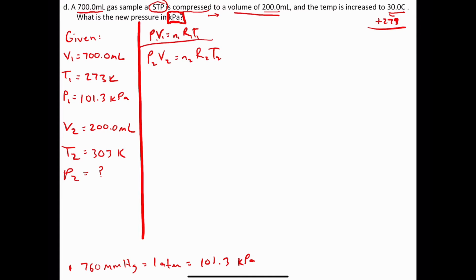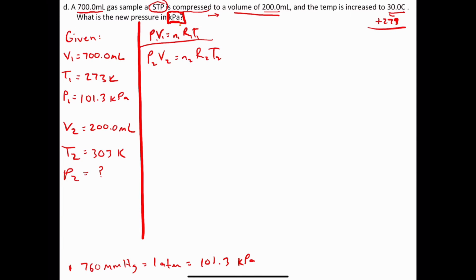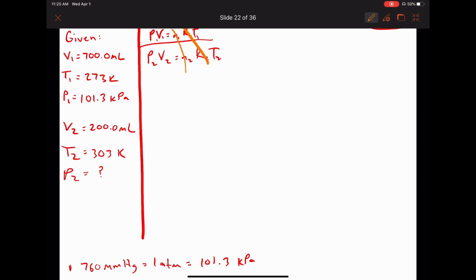Okay. And then just like the other ones, we're going to cancel out all the stuff that we're not going to use. So in this one, we still haven't talked about R. We haven't talked about N. So we're going to have PV over T on the top and the bottom.